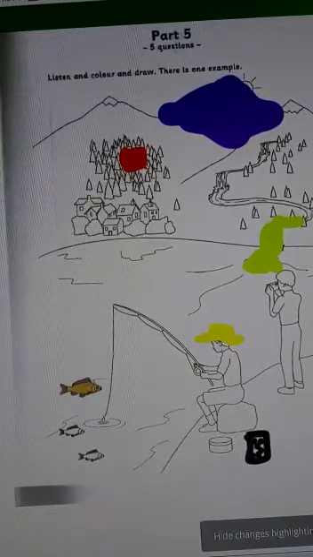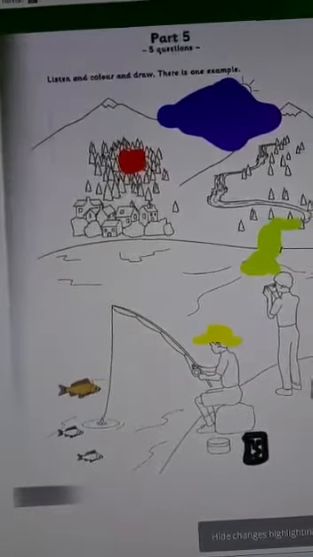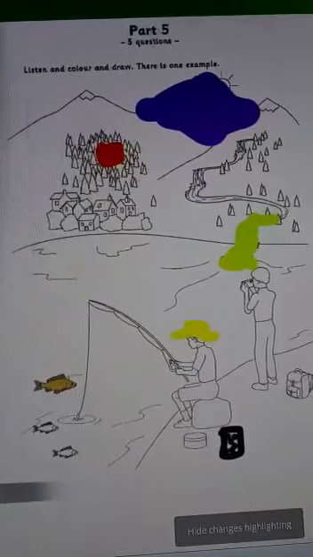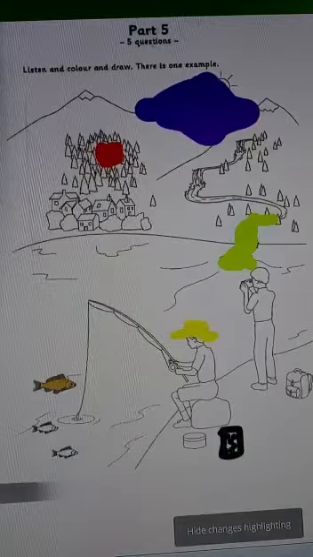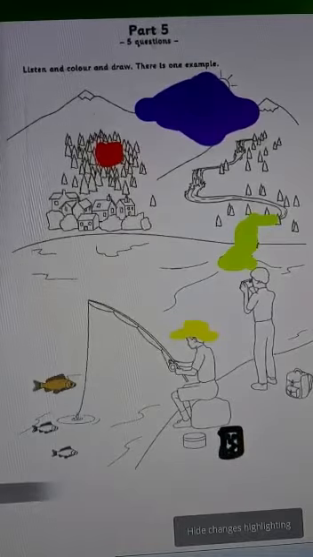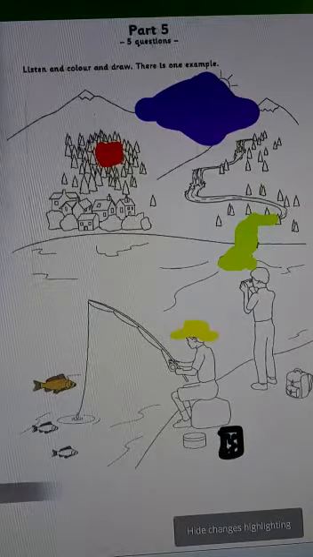There's one example. Hello, would you like to color this picture? Yes, please. Okay. What would you like to do first? Can I color one of the fish in the lake? This one. Here, the biggest one. Yes, all right. Color the biggest fish in the lake. Right. I'm coloring it orange. Can you see the orange fish? This is an example. Now you listen and color and draw.